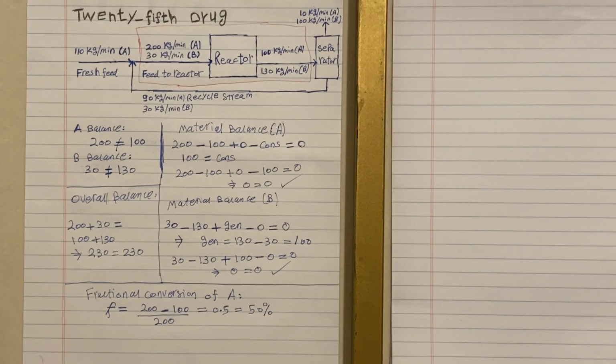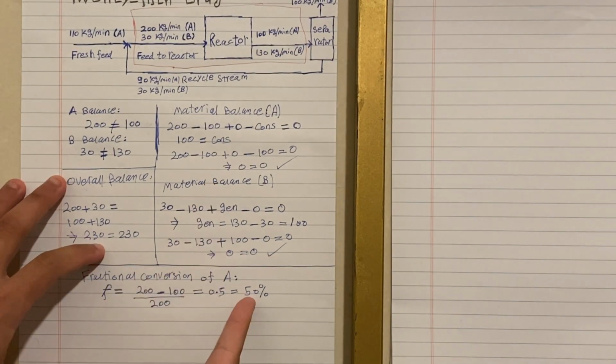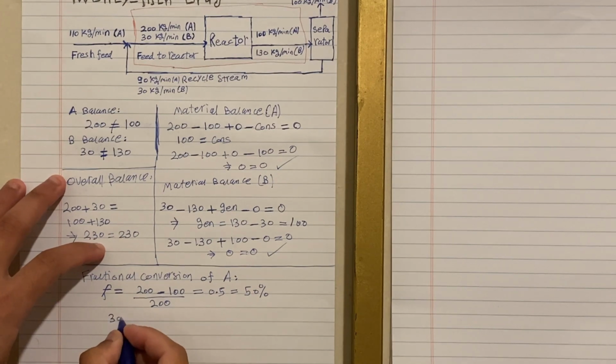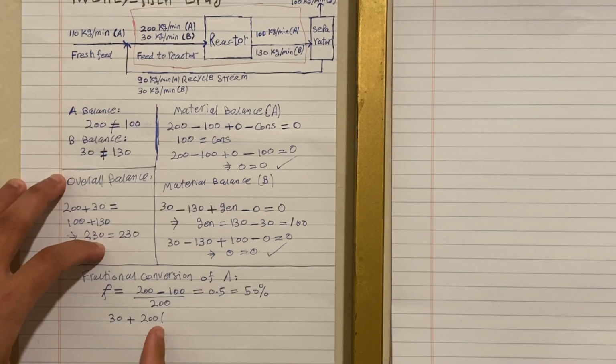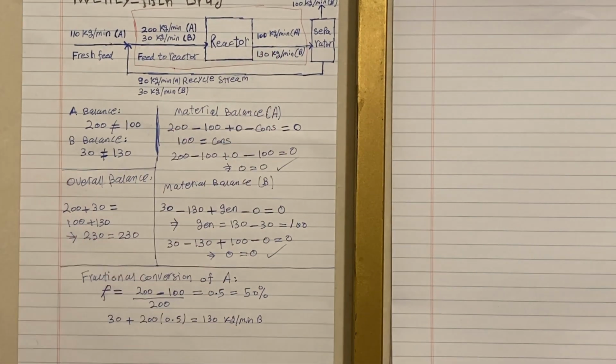You see, it is very important. Using the conversion will actually be a key solution to the material balance problem, as we will see later on. Okay, spoiler alert, if you use this conversion, you can find B: 30 that enters the reactor of B plus 200 multiplied by the conversion, which will be 0.5. And you will see that it will be equal to 130 kilogram per minute of B, the same as what is leaving. This is just to make you understand why we need conversion or fractional conversion. We will see later on how to derive or how to find this equation.